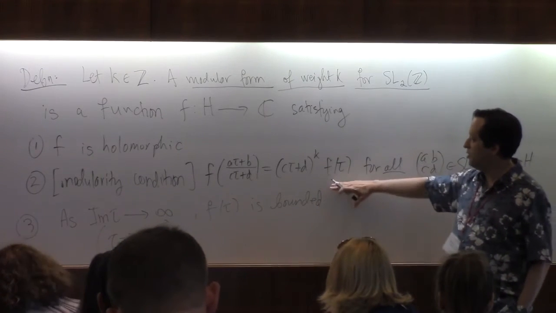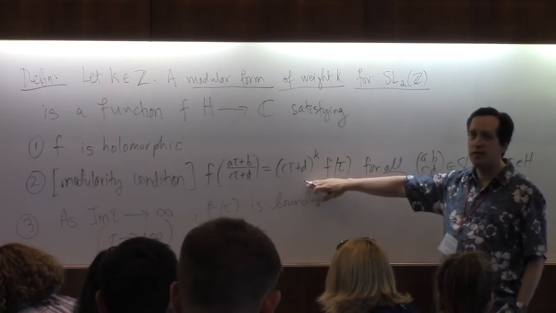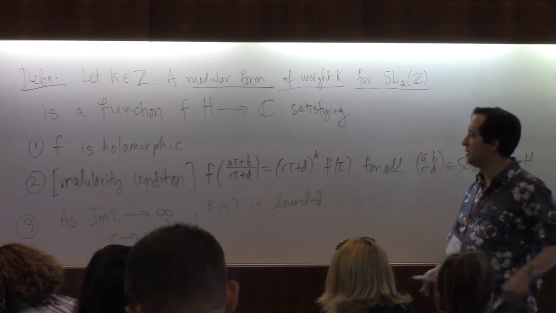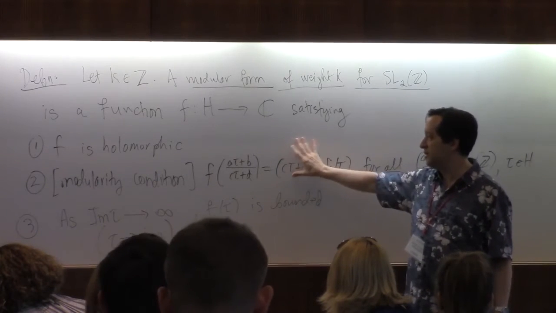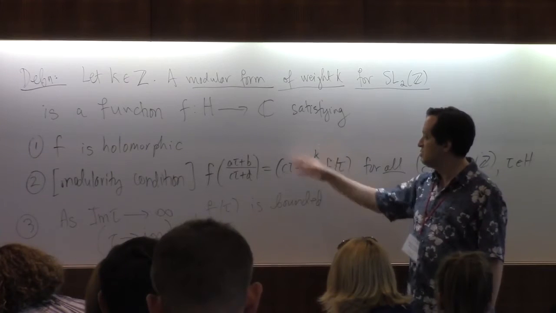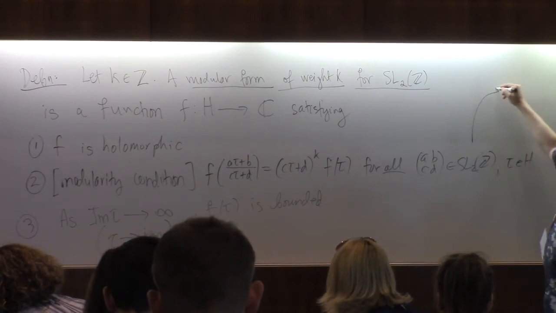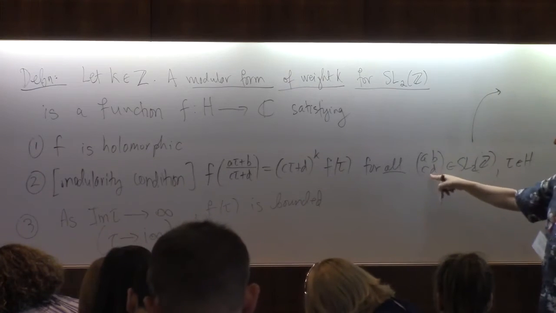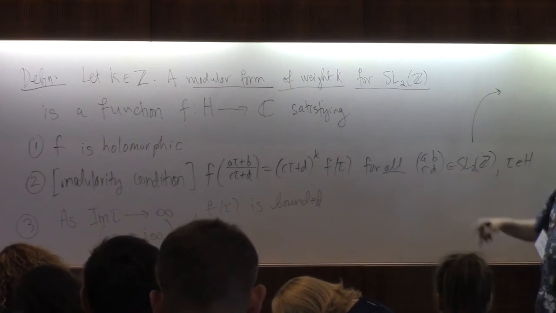But I want to address the question, where in the world would anybody ever think of this strange condition from? It's not like I'm saying it's invariant. I guess if the weight is 0, then you're saying it's invariant. But in general, it's this strange extra factor. So let's take a look at some examples of the modularity condition. It's an infinite set of conditions. I'm saying for every single matrix, you must have this happen.